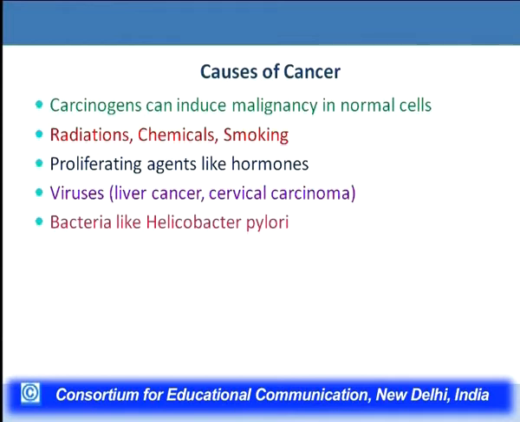Then there are hormones, proliferating agents like estrogen, which is a proliferating hormone that might also lead to a specific type of cancer like breast cancer in females. This is a normal hormone produced by the female, but it can also lead to abnormal proliferation of the cells. Then there are viruses which can cause cancer of specific organs like the liver and cervix of the human uterus. And then there are bacteria like Helicobacter pylori which can cause stomach ulcers. So these are various causes which can convert a normal cell into a cancerous cell.